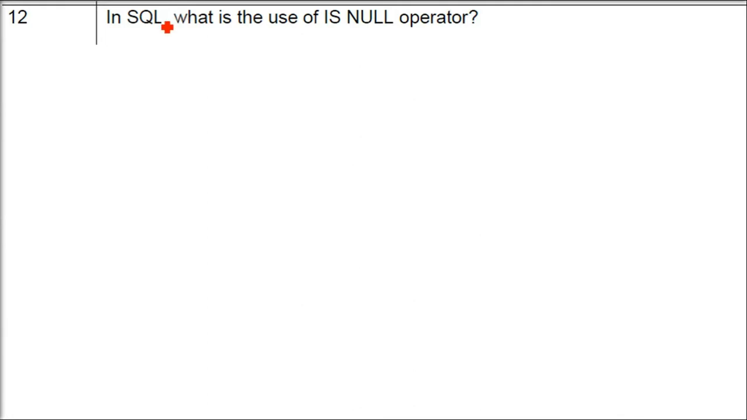In SQL, what is the use of the IS NULL operator? Is null operator. Again, let me give an example. Now you are feeding the table. That is, you are entering the values in the table. You are A, you are a male. Your number is say 234. It's a unique number.